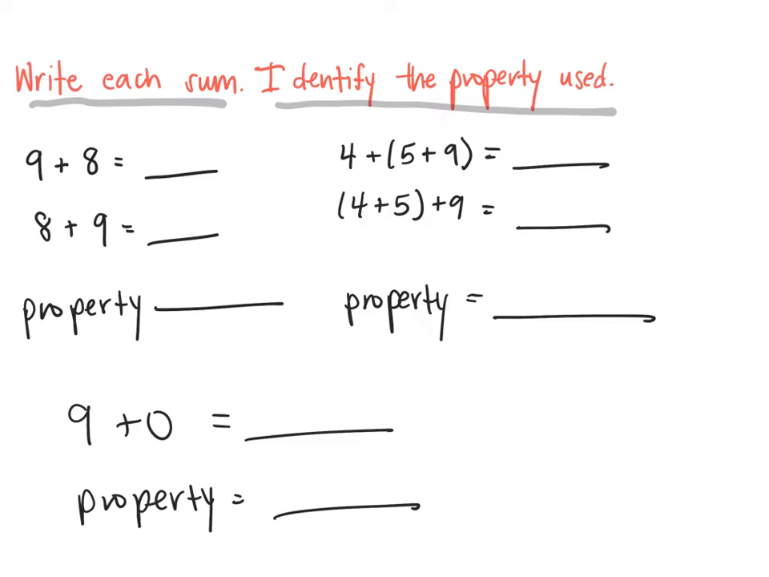All right, so let's find the sum. Okay, 9 plus 8 is, I'm going to use blue, 9 plus 8 is 17. I don't like that marker though. 8 plus 9 is 17. I'm just changing the order here, so I know it's the commutative property.